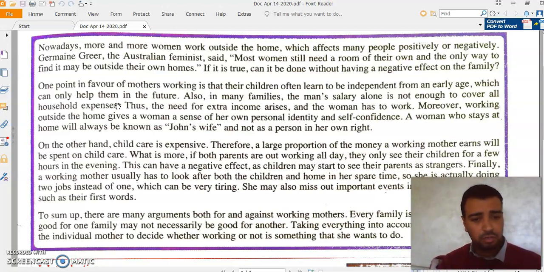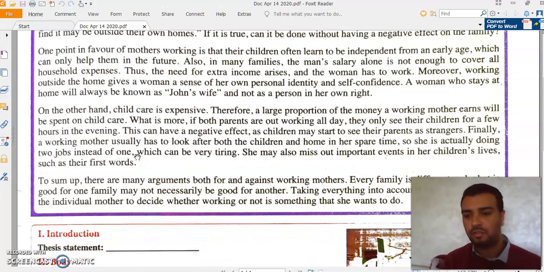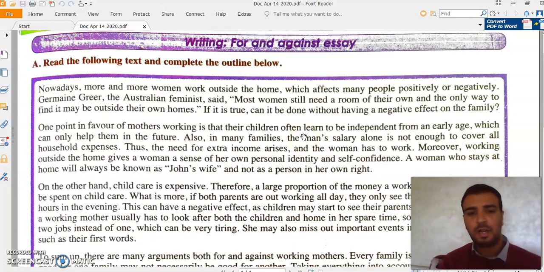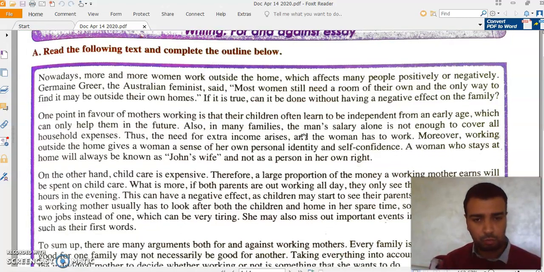On the other hand, childcare is expensive. And this is probably the other side, which is the disadvantage of this phenomenon. To sum up, there are many arguments both for and against working mothers. So basically, I can say that this is a well-written essay. The structure is well observed.